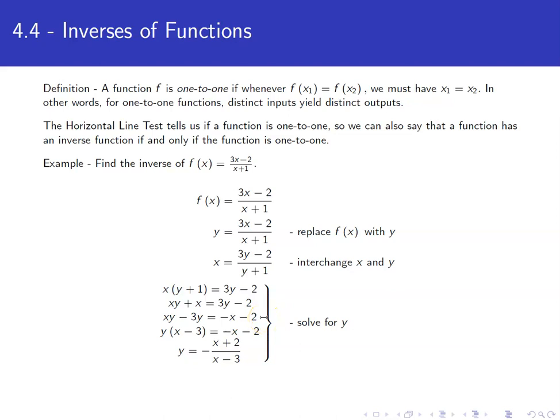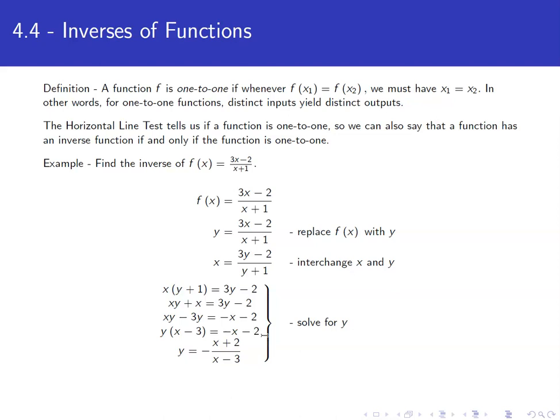Gather all the y's to one side, so we'll subtract 3y over to the left-hand side and subtract x over to the right-hand side, so we'll get xy minus 3y equals negative x minus 2. The reason why we gather all of our y's to one side is that it allows us to factor out a y, so we get y times the quantity x minus 3 equals negative x minus 2.